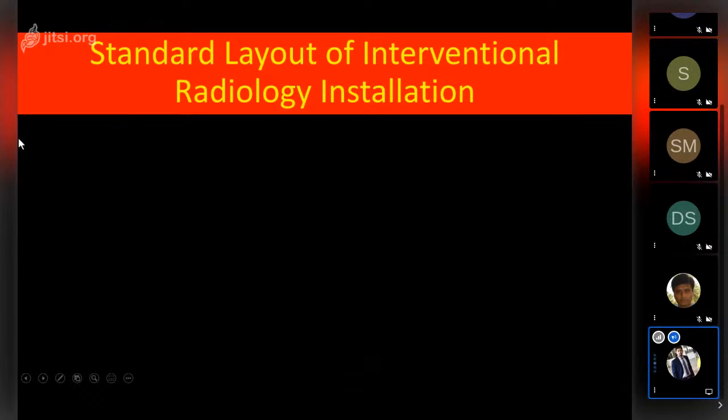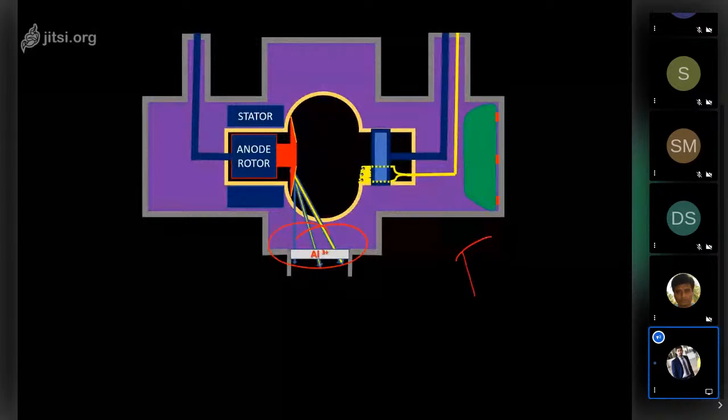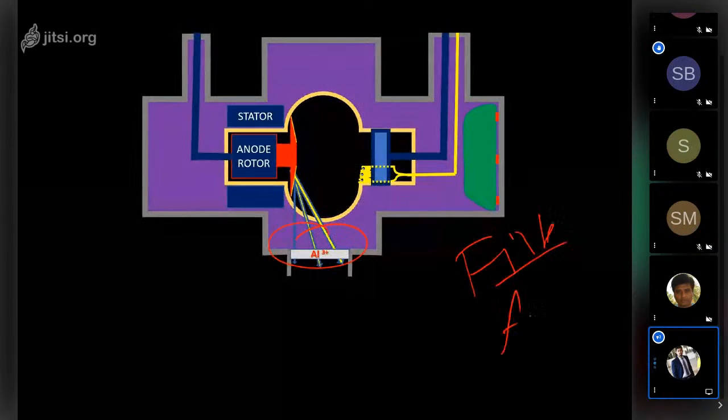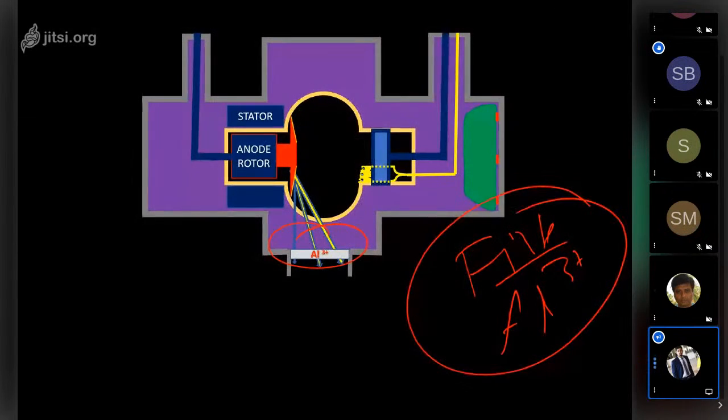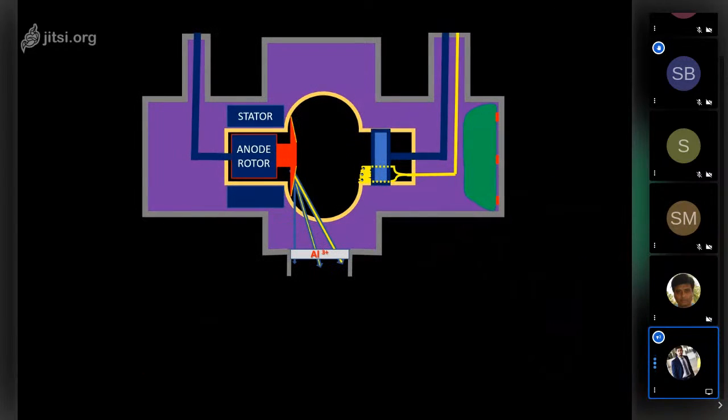Okay, so that's how we used a focusing cup, which was responsible for focusing the electrons onto the anode. Again we have seen how the electron is produced in the filament. And one more thing that we discussed in the previous class, there is this filter made up of aluminium. What is the use of these filters? It reduces the low energy radiation. That is very important. The low energy radiation is reduced by using this aluminium filter.